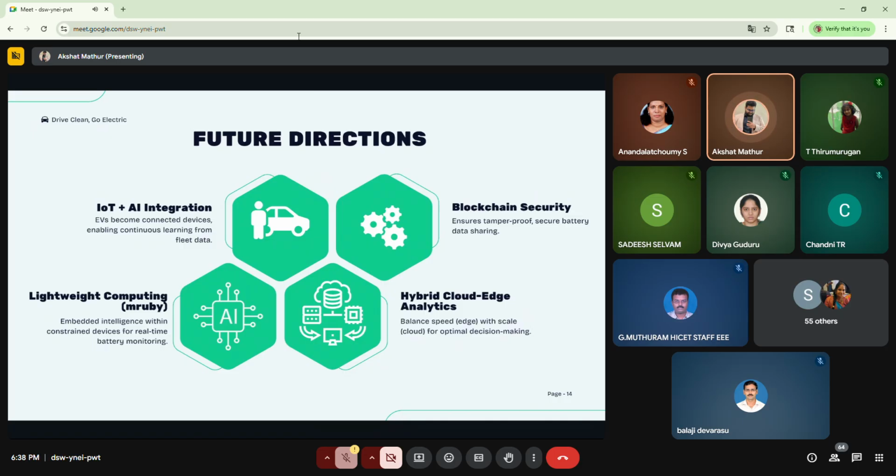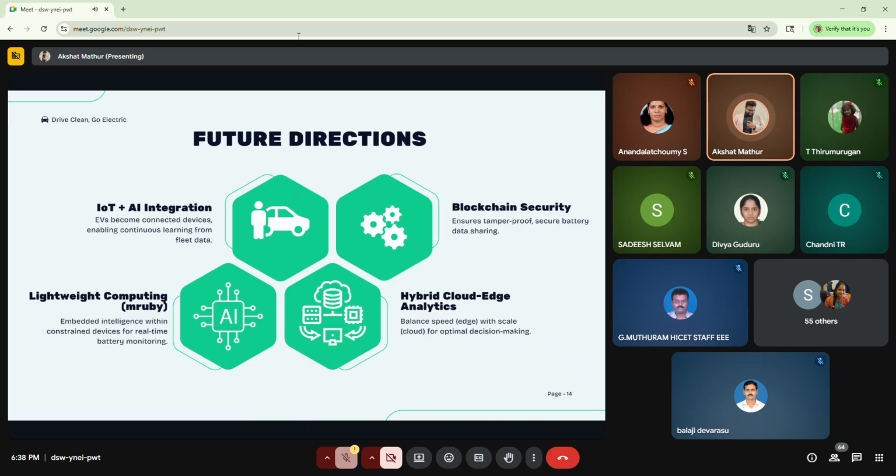So, what do you think the future lies for the EVs? Okay. So, looking ahead, the role of EV battery sensors will only grow. The first major trend is the integration of IoT and AI. In the future, EVs won't just collect their own data; they will share it with fleets, researchers, and manufacturers. This creates a continuous learning ecosystem where every car gets smarter with time.